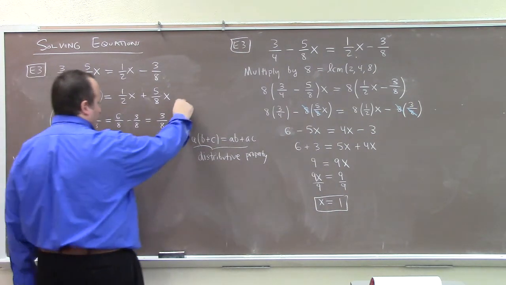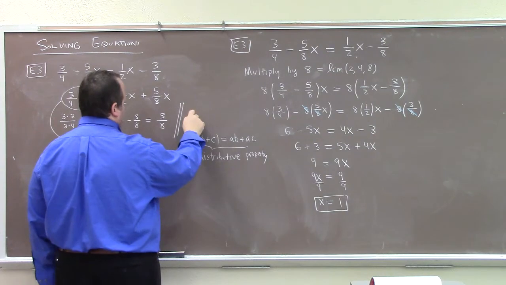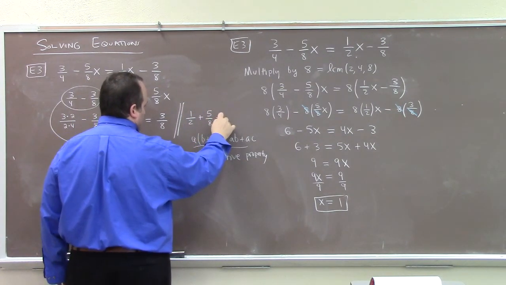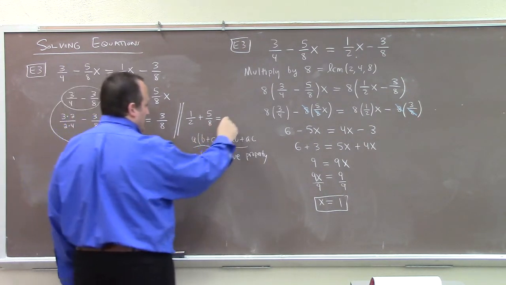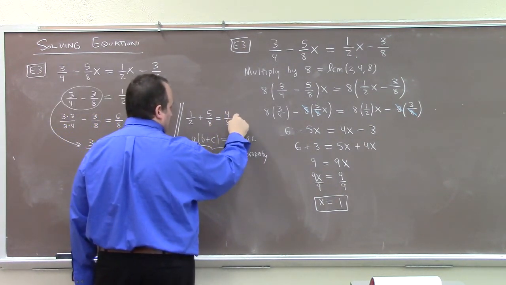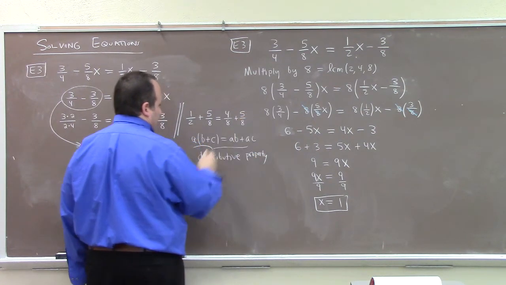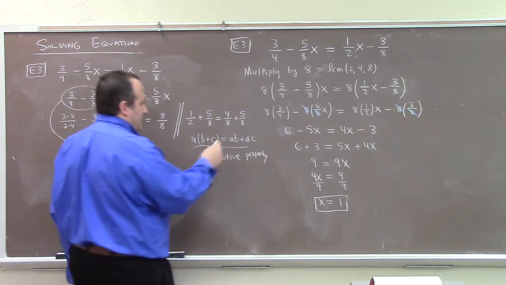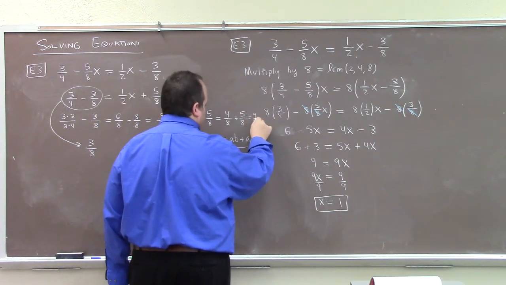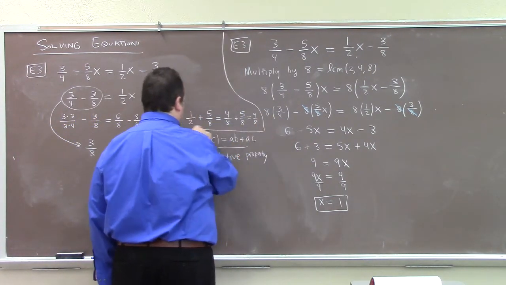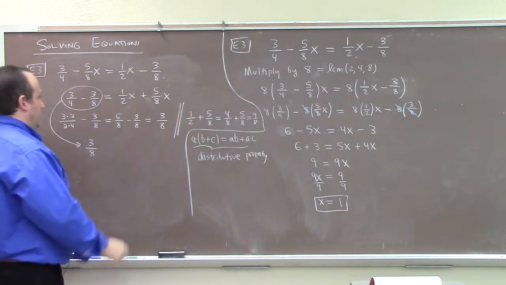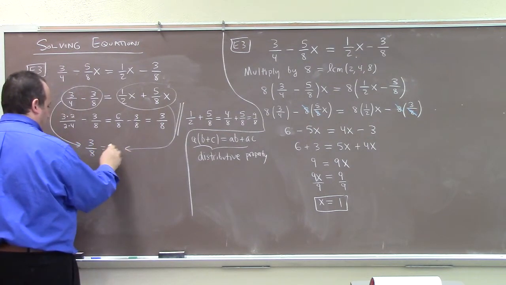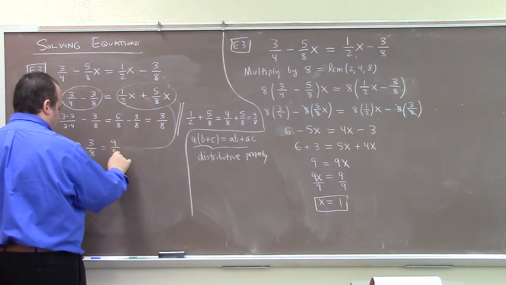And on the other hand, what's 1/2 plus 5/8? Well, it's equal to 4/8 plus 5/8, right? Because a half is 4/8. So the number multiplying the x is 9/8. So this right here becomes 9/8 x, right?